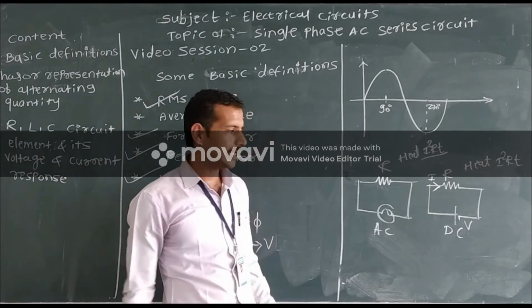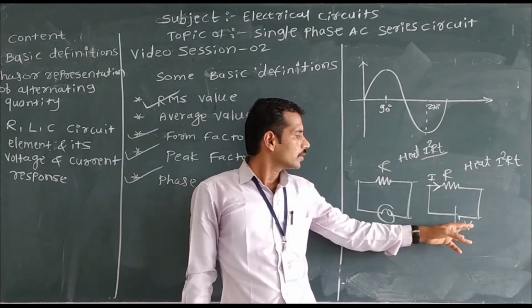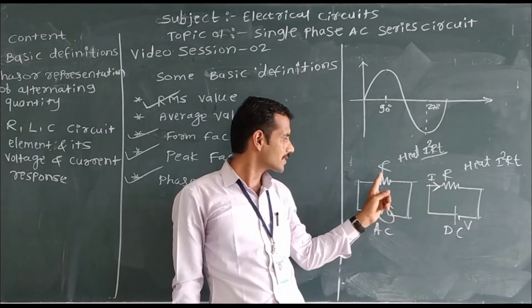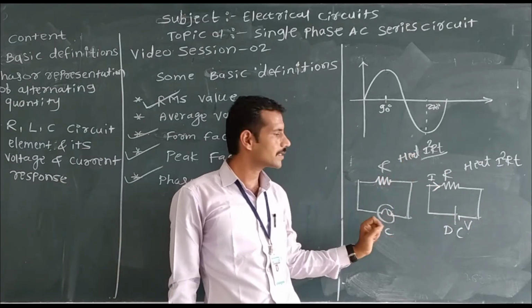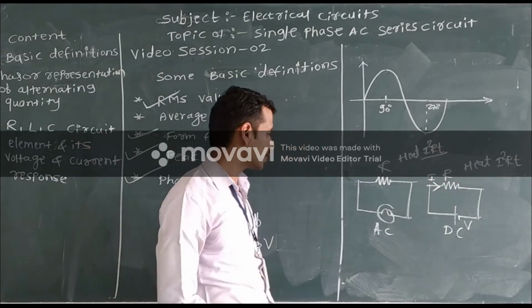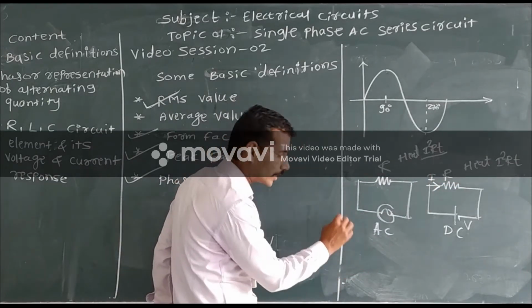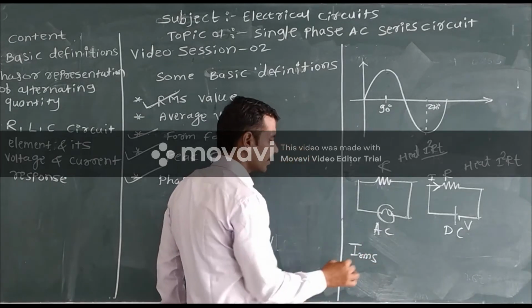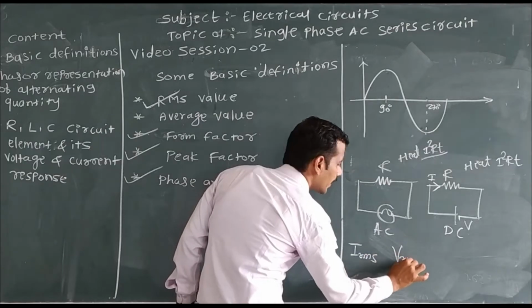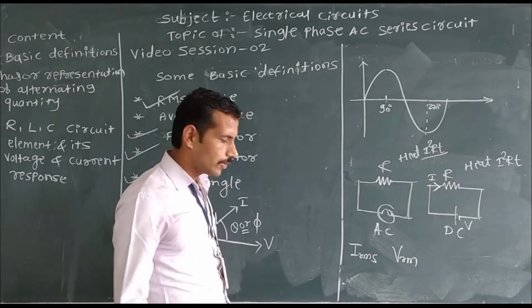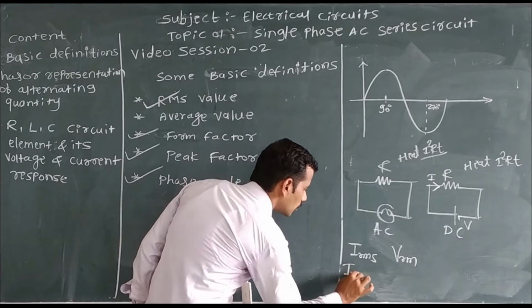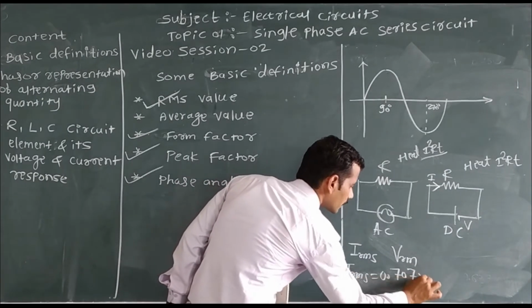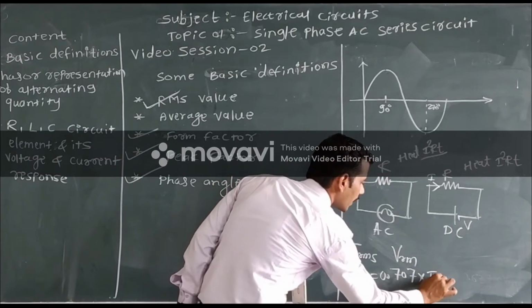It is that value of DC current which, when flowing through a given circuit for a given time, produces the same amount of heat as produced by the AC quantity. Generally RMS value is denoted by IRMS for current and VRMS for voltage, and it is given by IRMS equal to 0.707 into maximum value, that is IM.